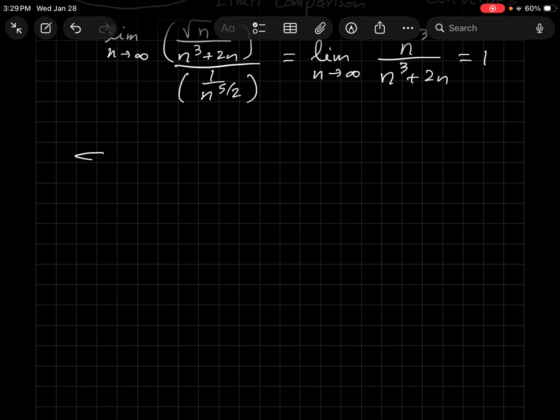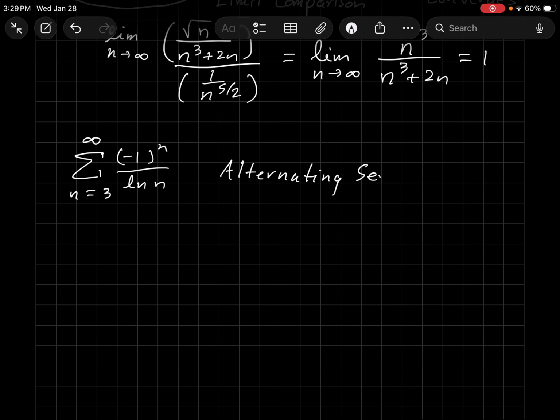Ready for our next series. Let's do n equals 3 to infinity of negative 1 to the n. I already got an alternating series, it looks like. And I'll do over natural log of n. So it is an alternating series. I know that the positive parts, that is, the 1 over natural log of n, decreases to 0. So my series converges.